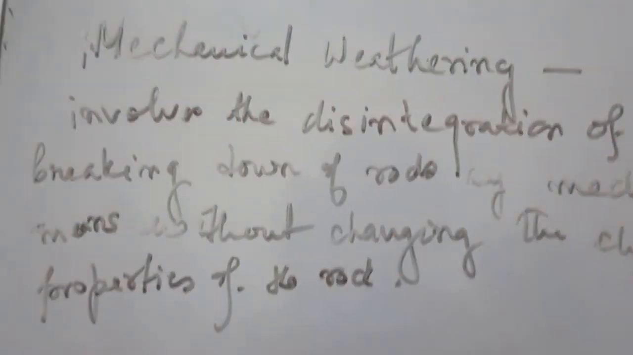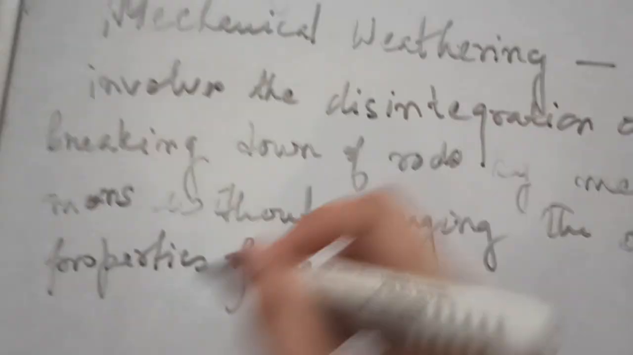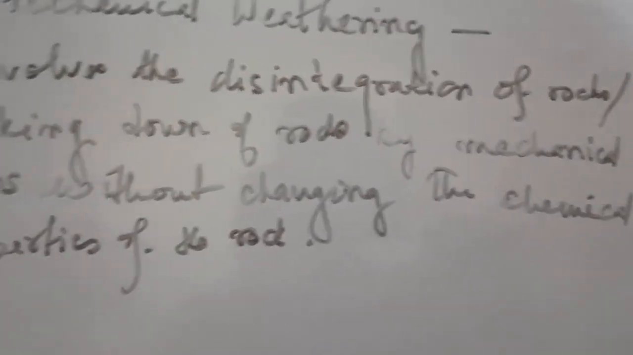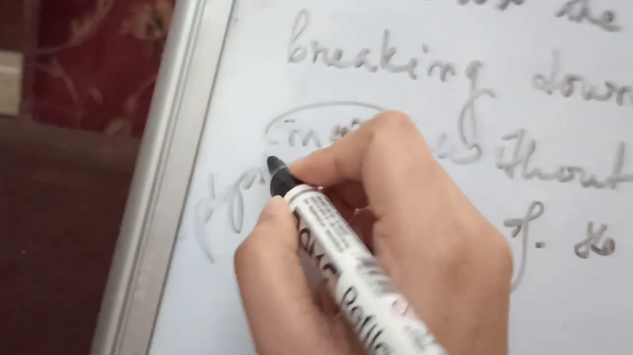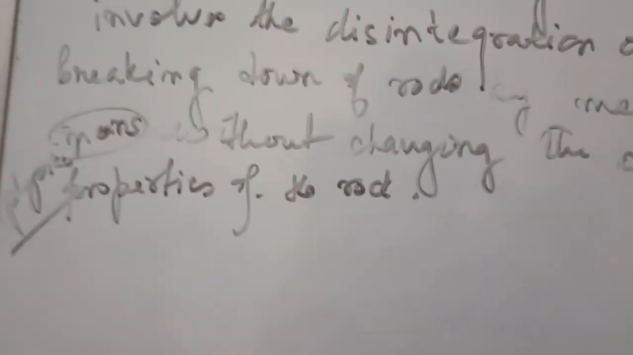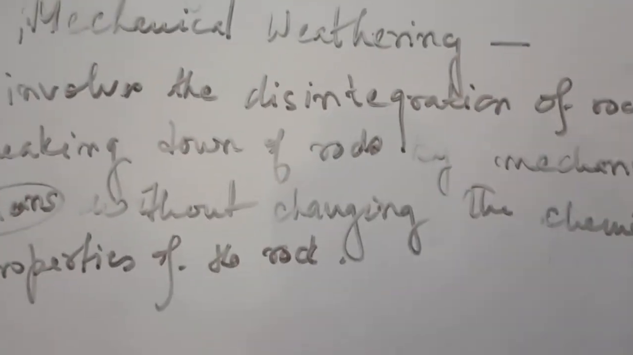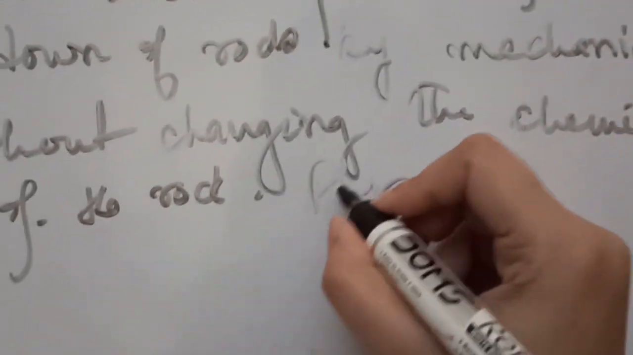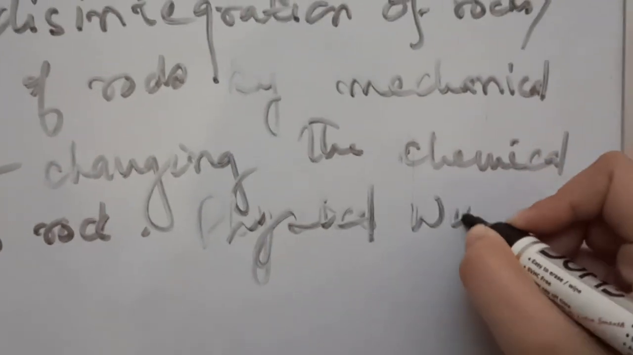Okay, so what does mechanical weathering mean? It involves the disintegration or the breaking down or the decaying of the rocks by mechanical means. Mechanical means means the physical way, physically. In the process of mechanical weathering, the breaking down or disintegration of the rock occurs in a physical way, and there is no change of the chemical properties. That is why another name for mechanical weathering is physical weathering.